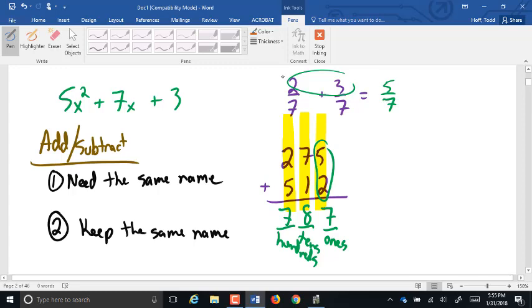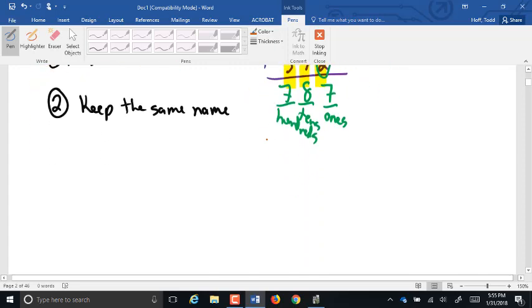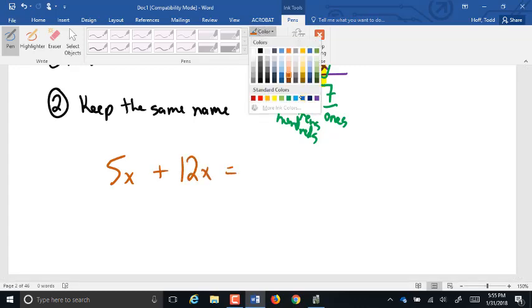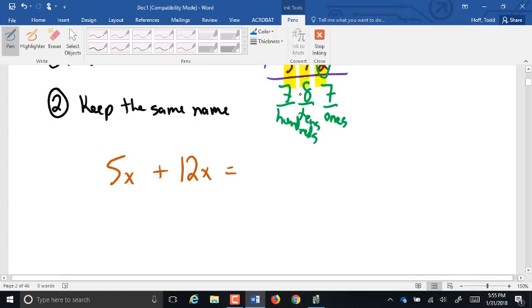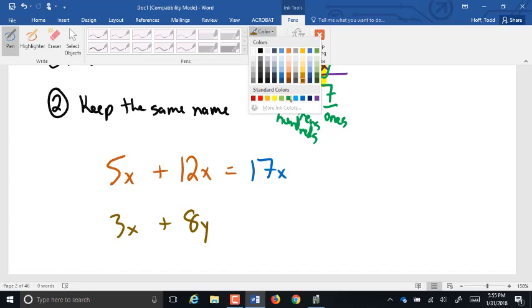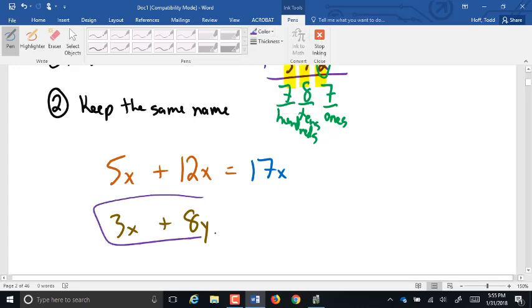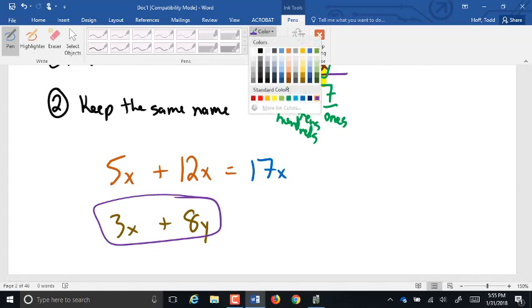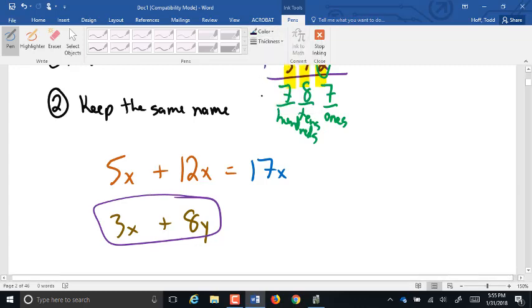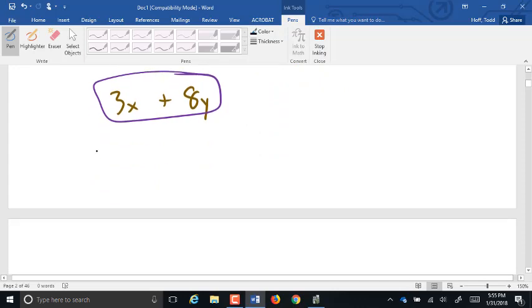So with our algebraic numbers, those same rules apply. (5x plus 12x), what's that going to become? 17x, very good. 3x plus 8y, what's that going to become? 3x plus 8y. Those have different names, we cannot combine them. However, we can run into things like this.